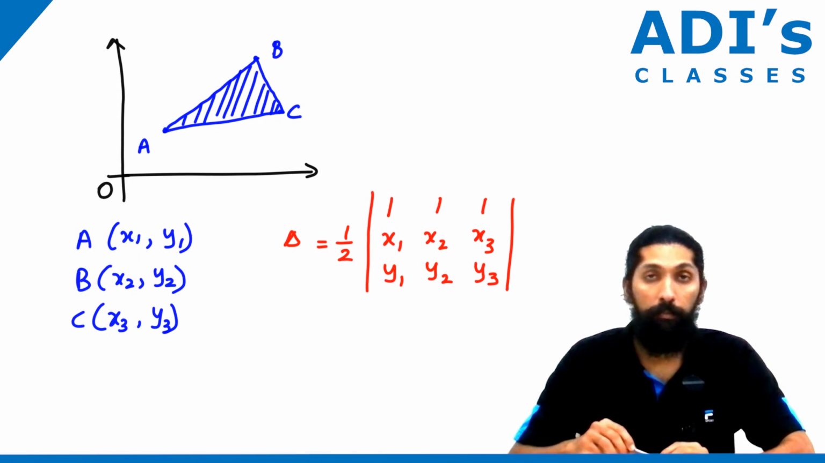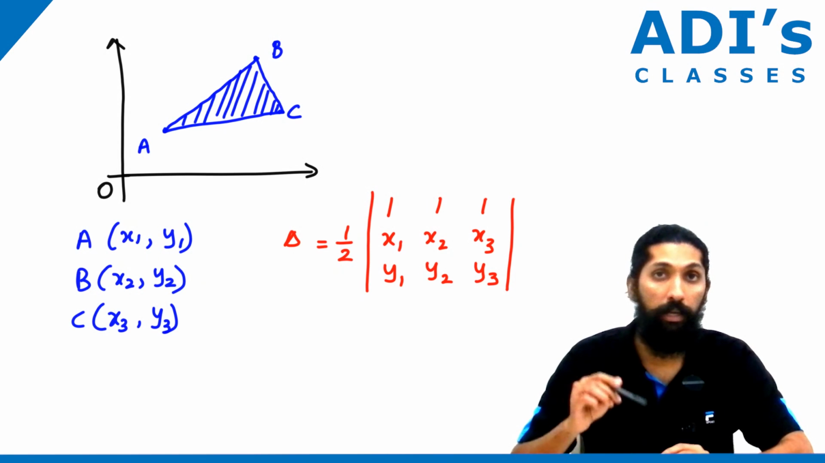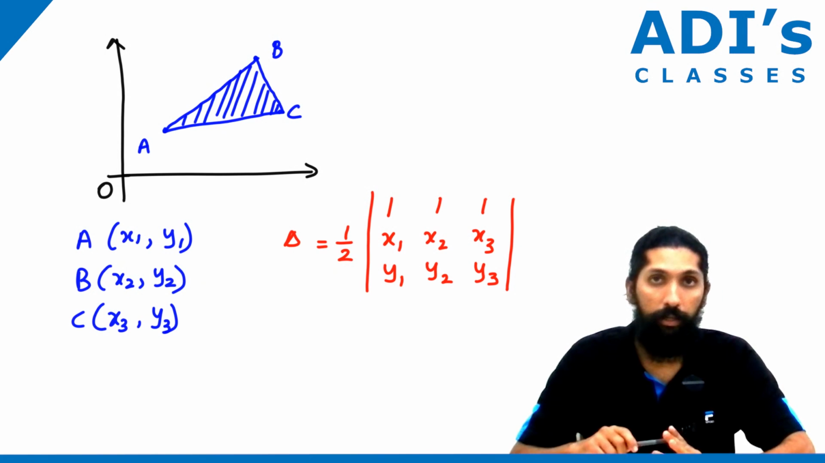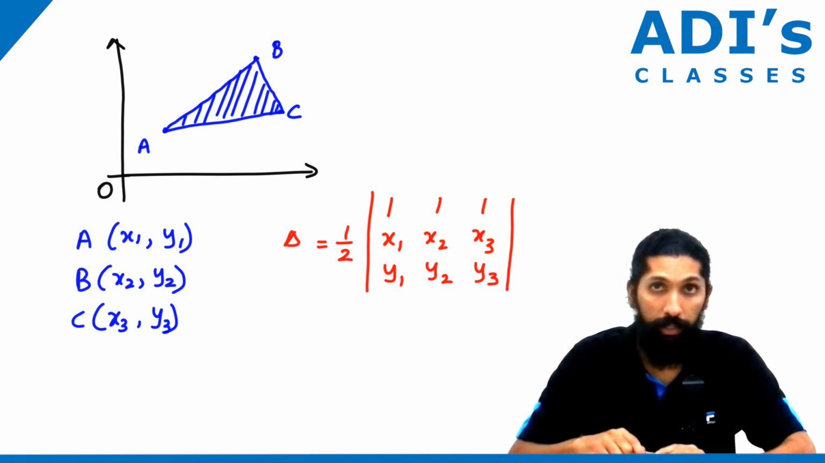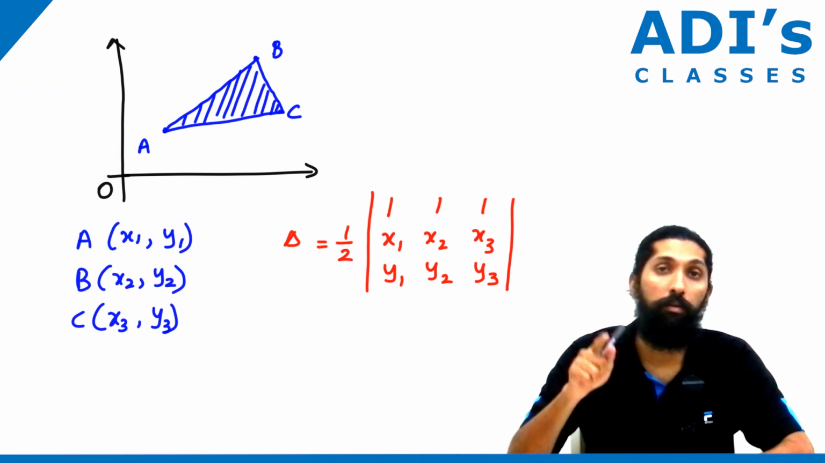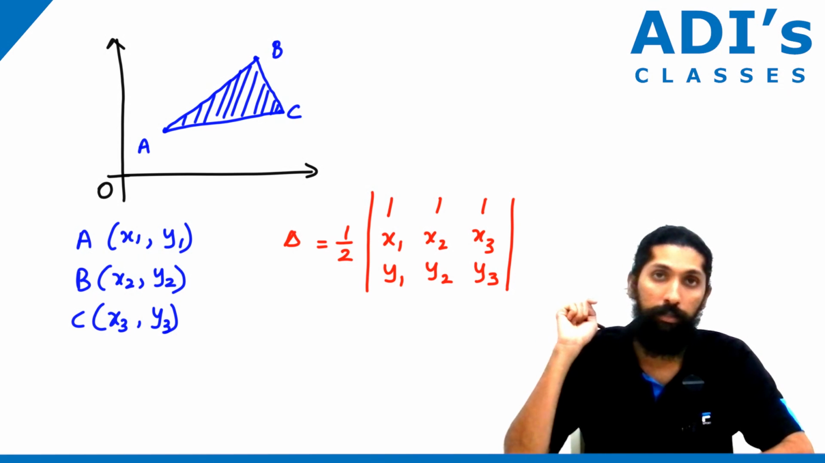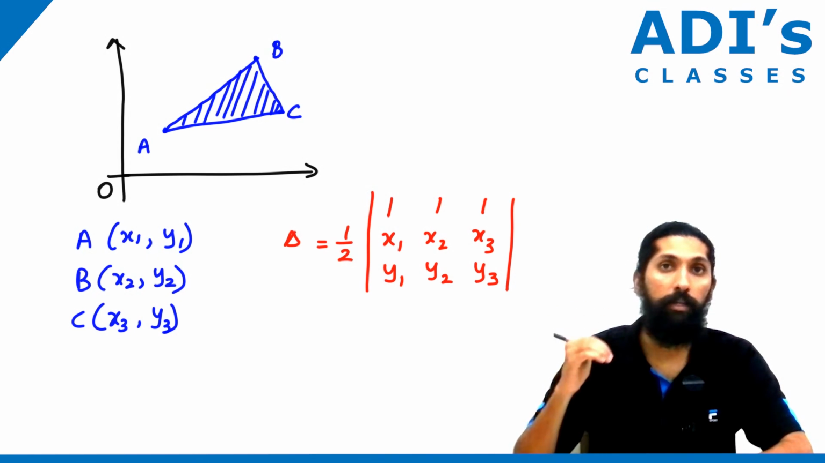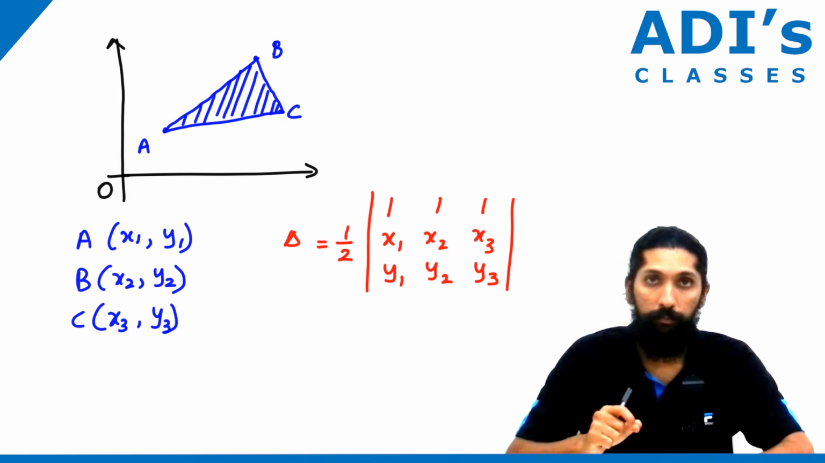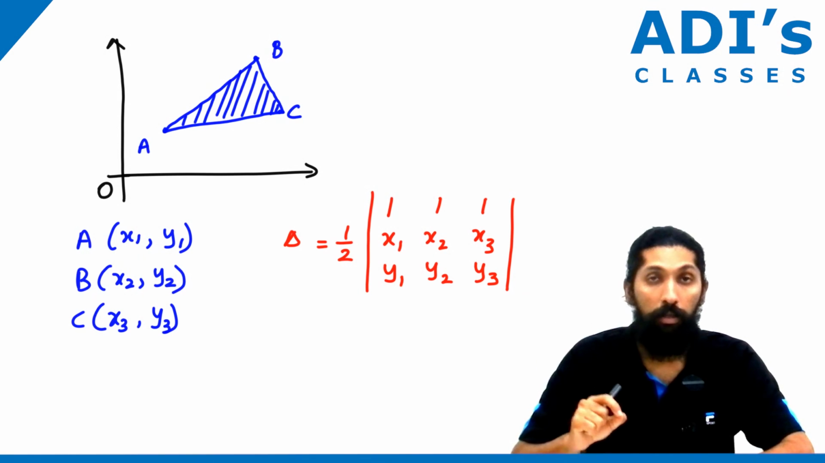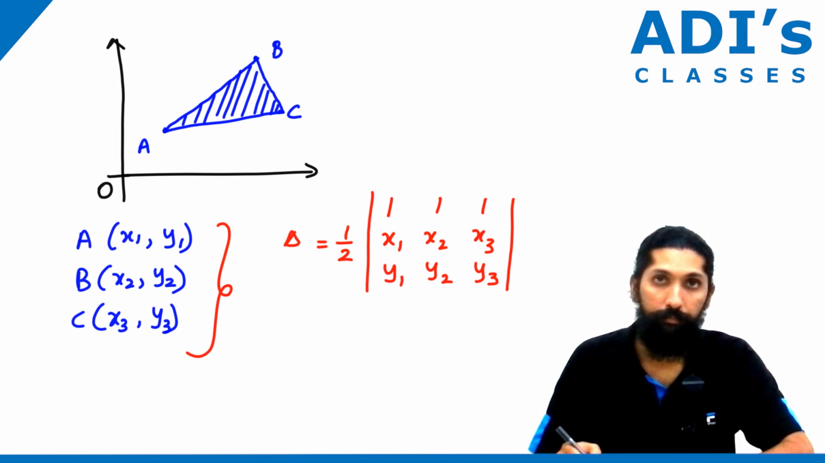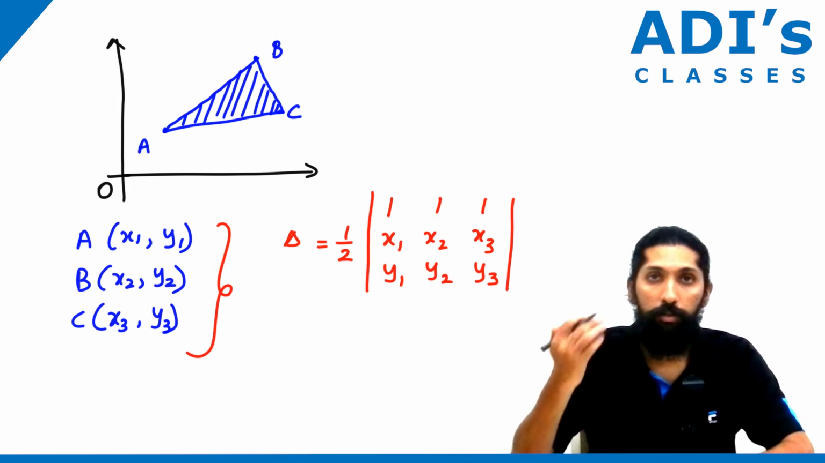Now the determinant can be negative or positive, but area can never be negative, correct? That's why whenever you calculate the determinant, even though it can be negative, we take only the modulus of this value. Fair enough? So when you take the modulus of the determinant value, that gives you the area of the triangle formed by these 3 points, A, B and C. Clear?